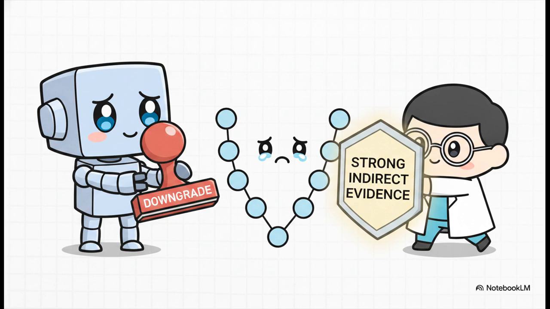I really want you to pay attention to domain number 4, imprecision. When you're working with sparse networks, automated algorithms will often trigger a spurious downgrade for imprecision just because the direct data is thin. But as the expert in the loop, you must review this. If your indirect evidence is overwhelmingly strong and mathematically sound, you should intervene and prevent that automatic downgrade.